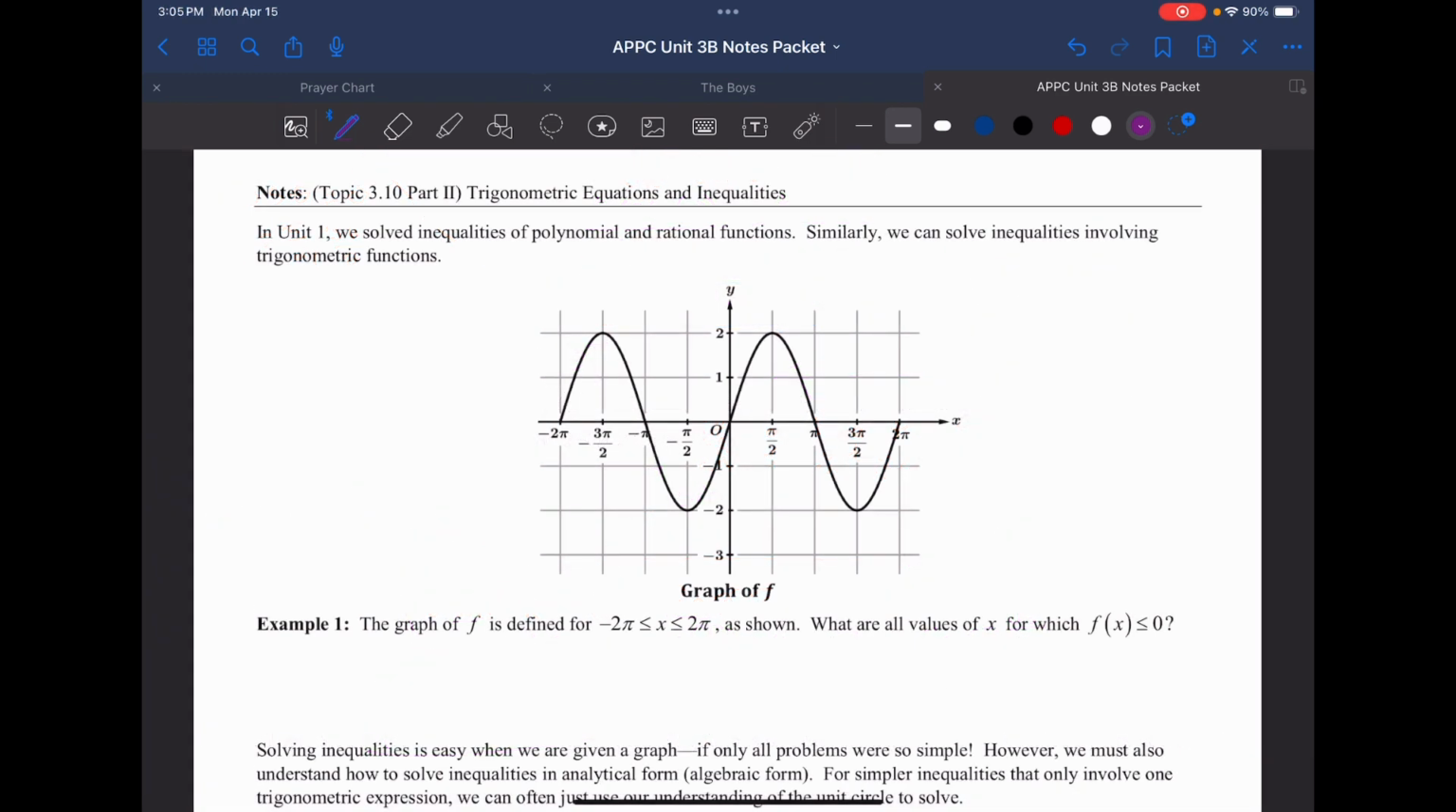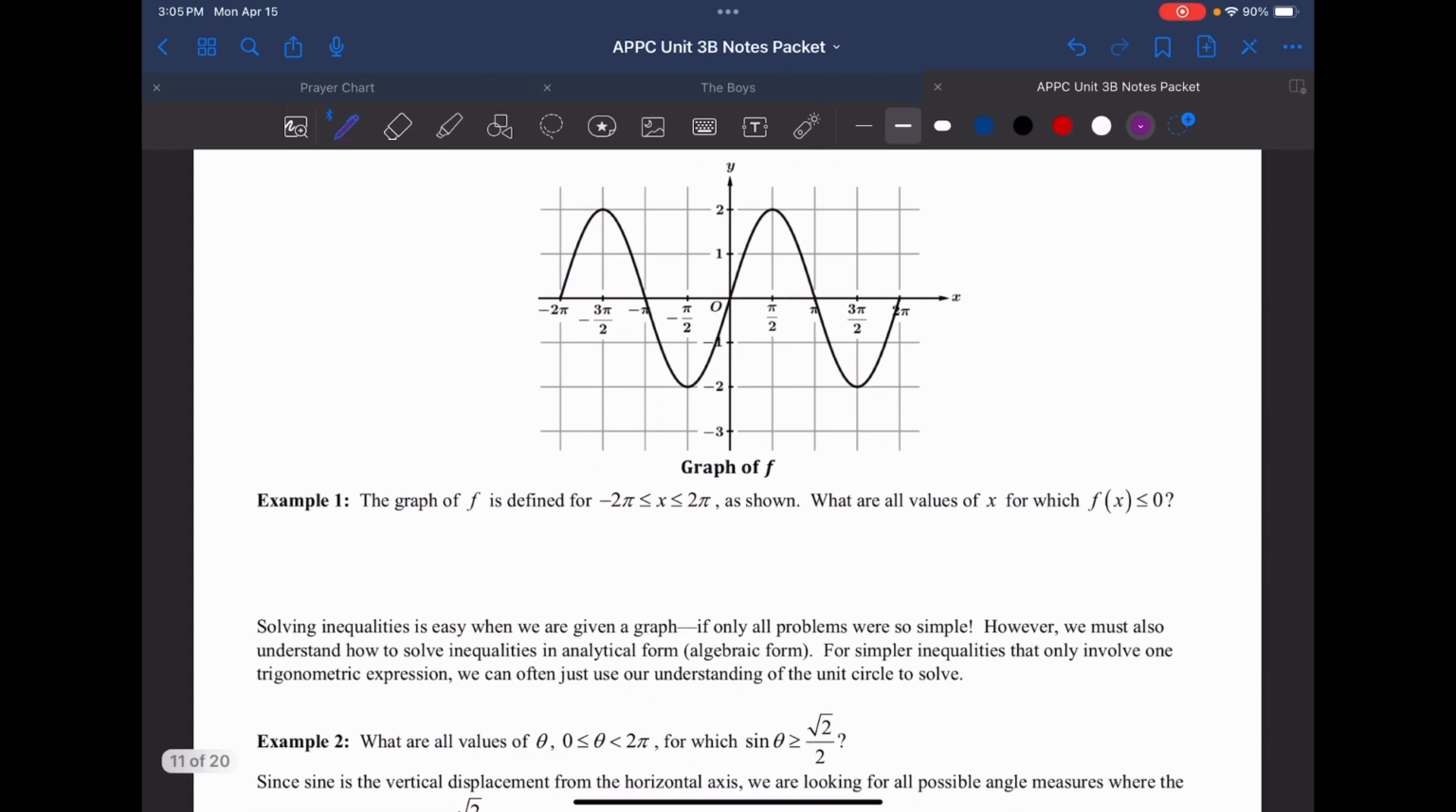Starting in part 2 of this video, we solved inequalities of polynomials and rational functions, and we can also do the same using trig functions. So the first part here, we have the graph of f defined between negative 2 pi and 2 pi. For which values of x is f of x less than 0? And don't think every time I'm going to be given a graph like this, it's not always going to be this easy, but in some cases it is.